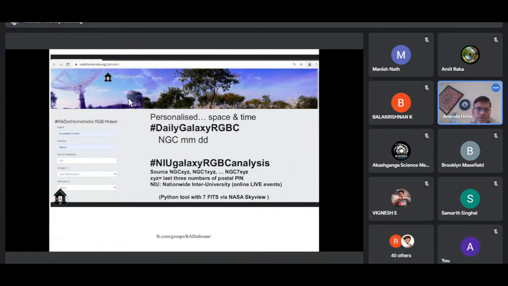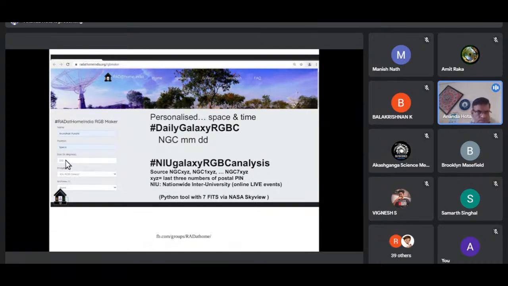Go to the website, radiotoindia.org. On the header itself, you can find the RGB Maker tool. When you click radiotoindia.org/RGBMaker, you just put your name so that the image belongs to you. Then you put the galaxy name, NGC 82, M82, whatever you wish, to start with your understanding.